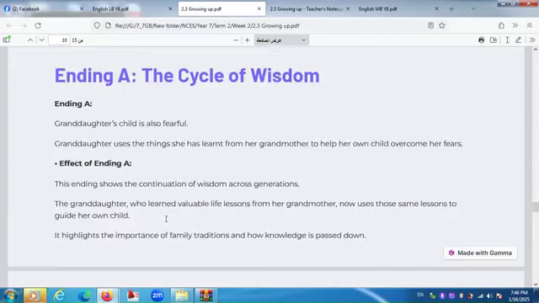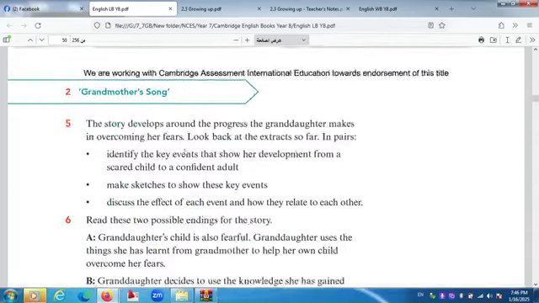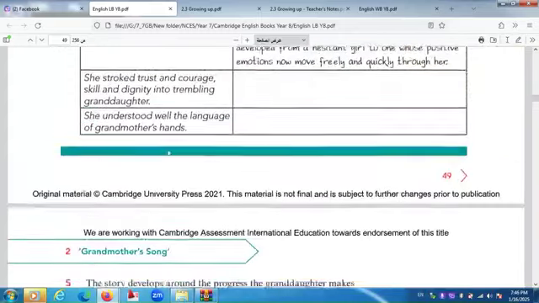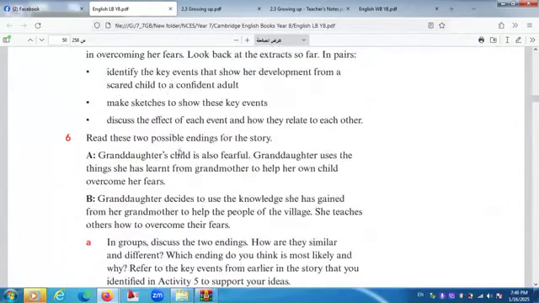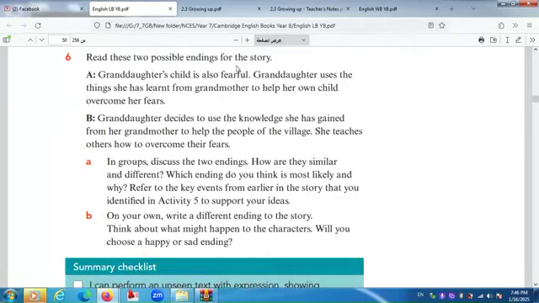Can you end the story? A very important question. We answered 3, 4, 5, and now 6. I have endings A and B. Read these two possible endings for the story. We are predicting what might happen in the next session or the next lesson.